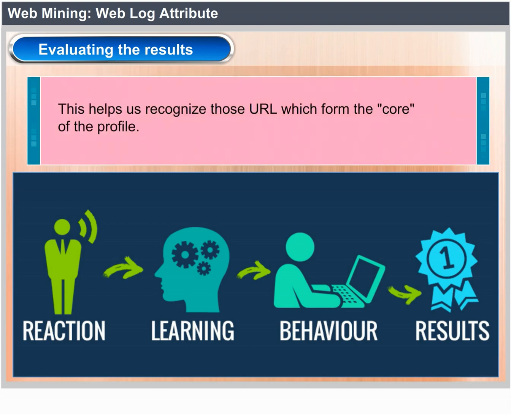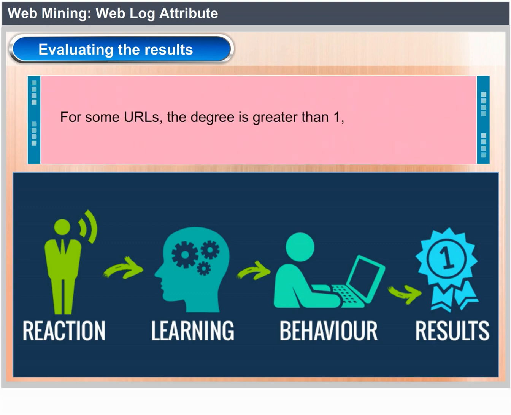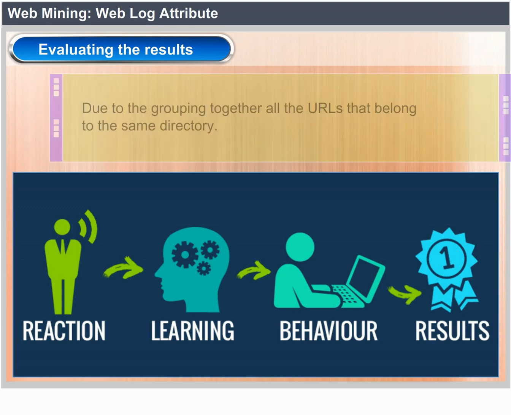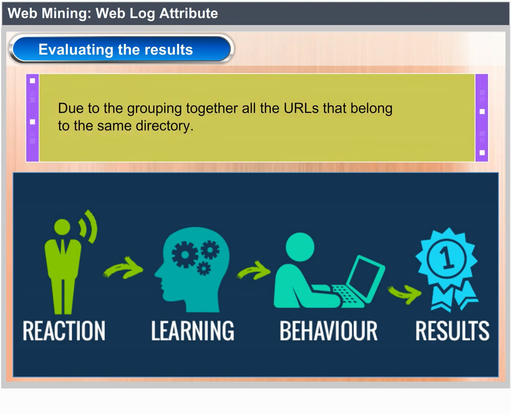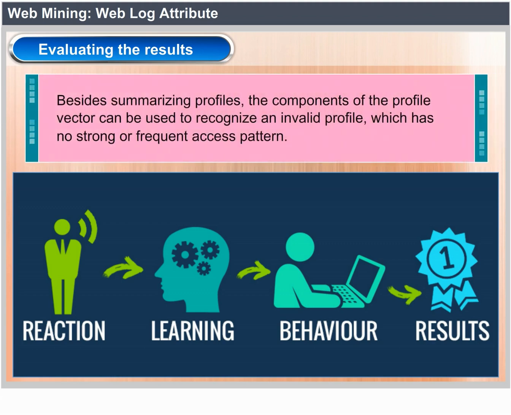For some URLs, the degree is greater than 1. This is because we group together all the URLs that belong to the same directory. Besides summarizing profiles, the components of the profile vector can be used to recognize an invalid profile which has no strong or frequent access pattern.